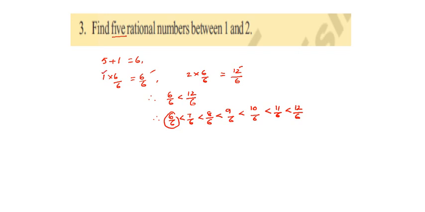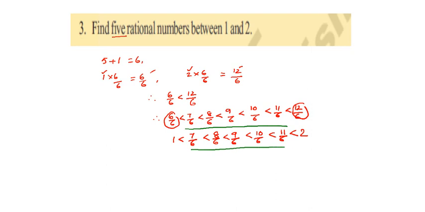Okay. Now you write 1 less than 7 by 6, less than 8 by 6, less than 9 by 6, less than 10 by 6, less than 11 by 6, is less than... What is meant by 12 by 6? That is 2. Okay. Now here you observe how many rational numbers are written here between 1 and 2. These 5: 7 by 6, 8 by 6, 9 by 6, 10 by 6 and 11 by 6.